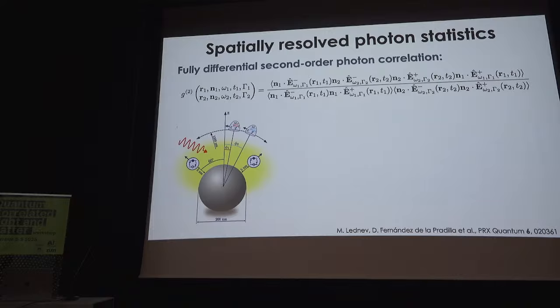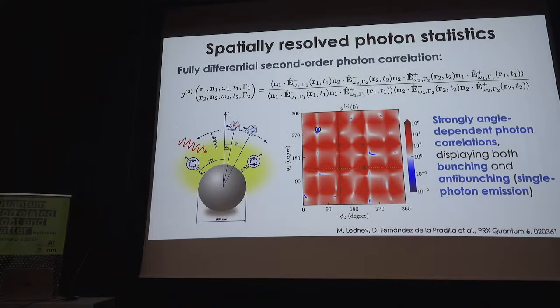So I wrote it down here so you see how many parameters this actually depends on. What we actually scan is now just the angle of the two detectors, fixing the frequencies and the polarizations, and the time delay, and the bandwidth of both of them. What we already see is that here I'm plotting the G2 function, meaning the correlation between the emitted photons.